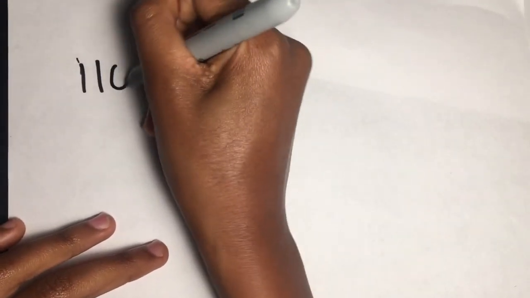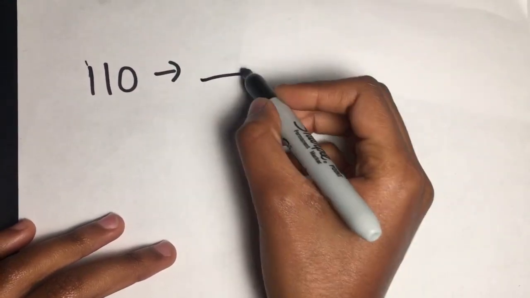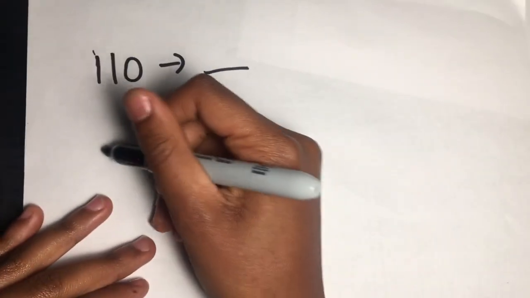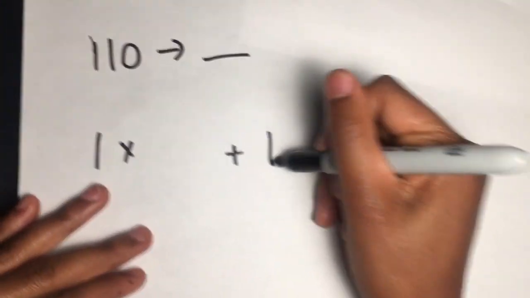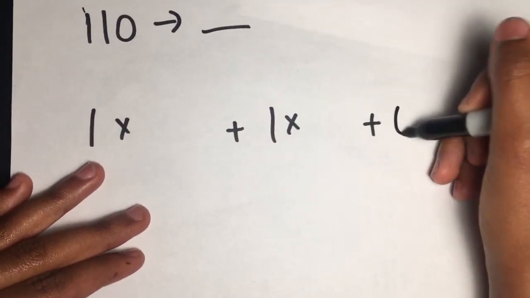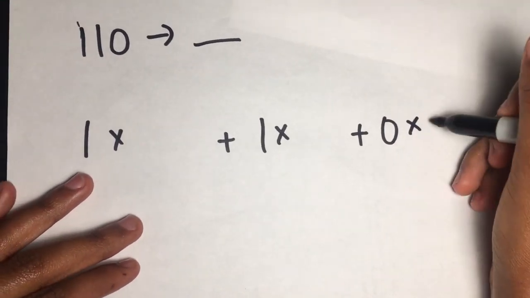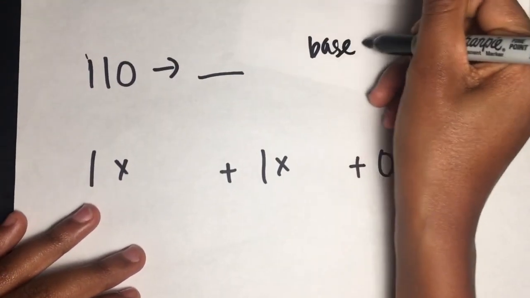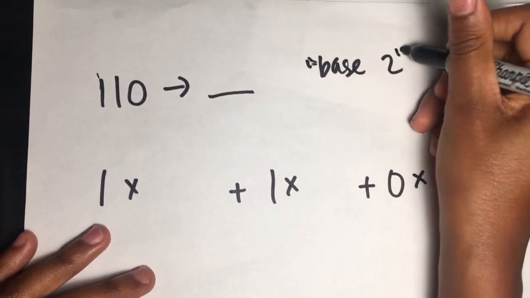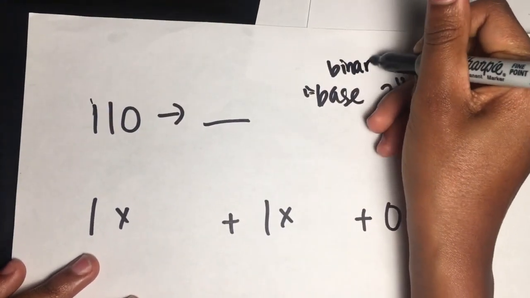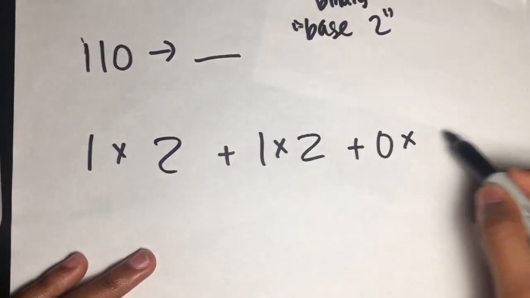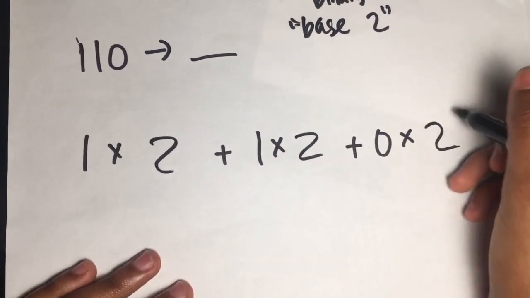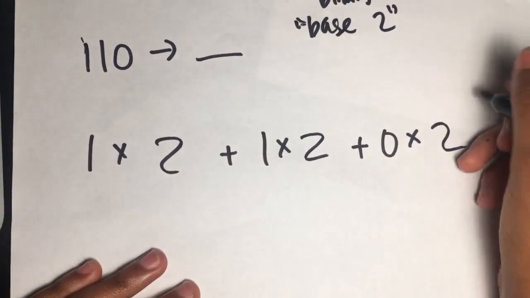Now let's try another example. Let's do 110 into a decimal number. So we would do 1 times something plus 0 times something, right? And since it's base 2, binary is base 2, I need to remind you guys every time, then we implement 2 into our equation, and then we chronologically order the powers.